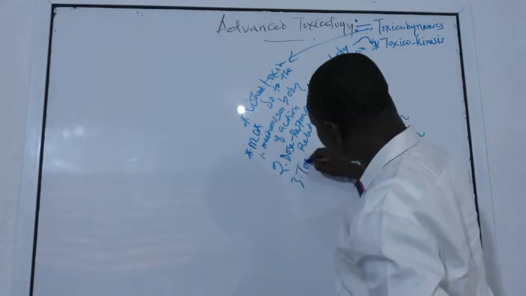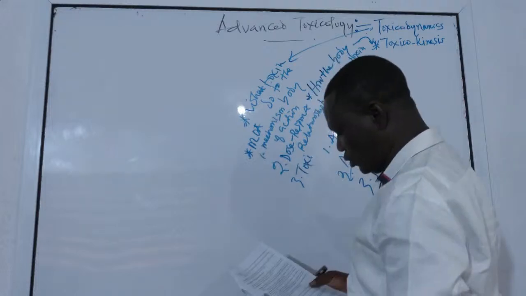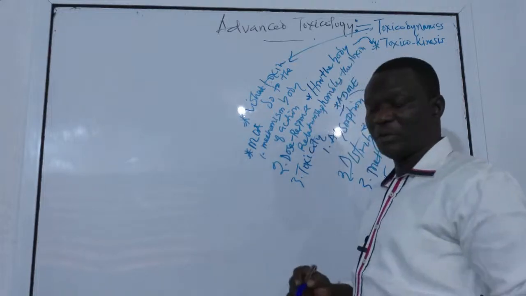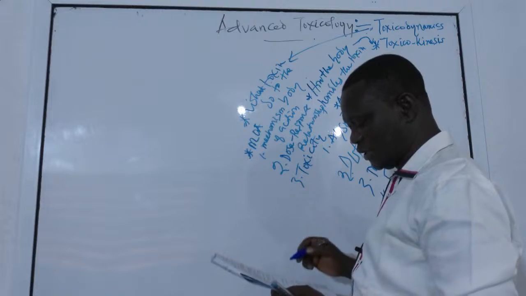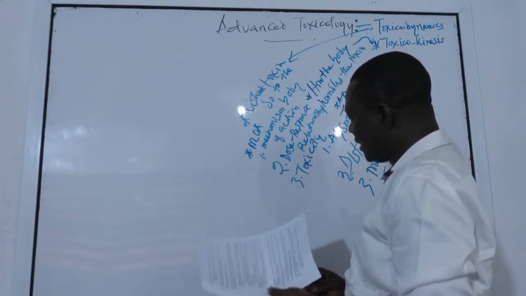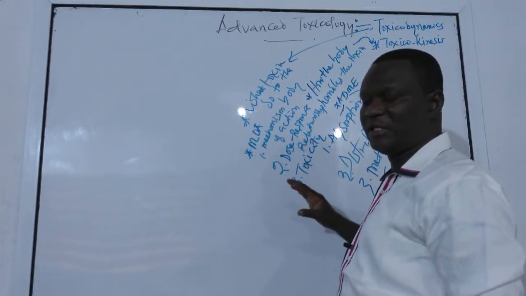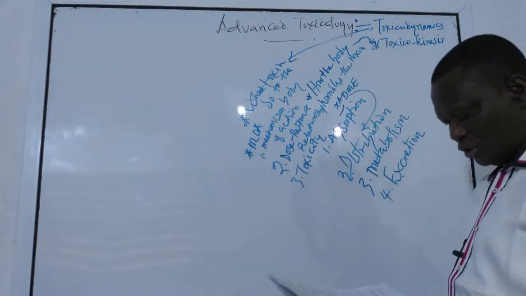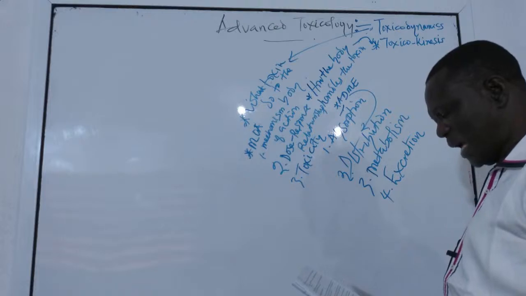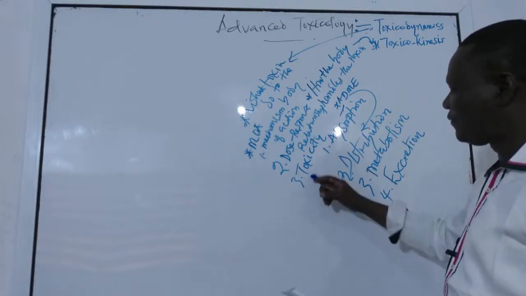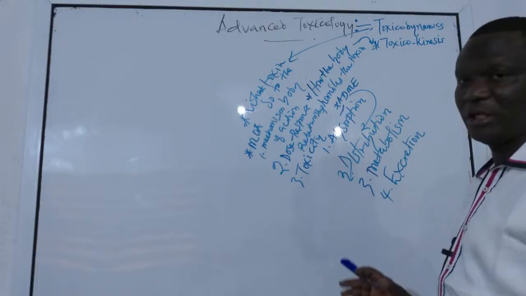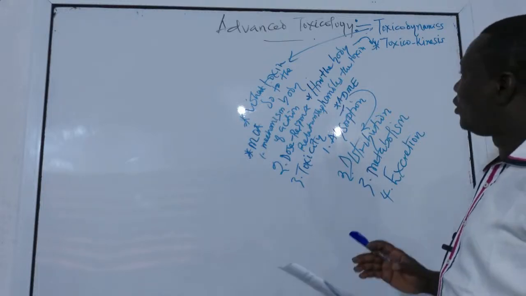Then the last aspect of toxicodynamics has to do with a process called toxicity. We want to know the ability of each substance to cause harm, that is, how harmful that substance is. So these are the two key parts of toxicology.